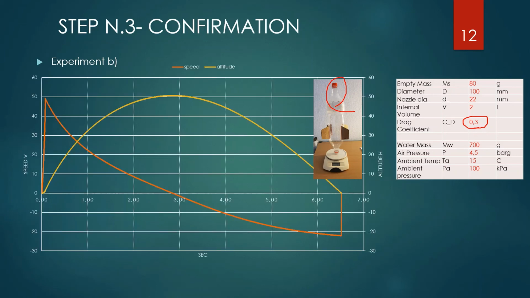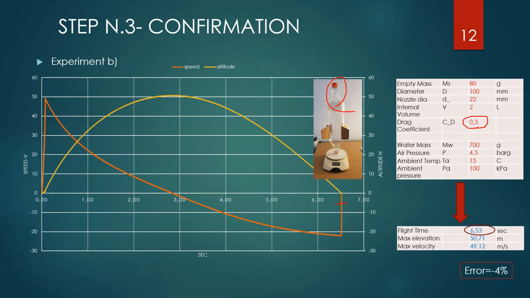And our chart shows a flying time which is now longer, about 6.6 seconds. The elevation is also higher, 50 meters, and the maximum speed is 49 meters per second. The time we have metered was 6.8 seconds, so also in this case the model is matching.